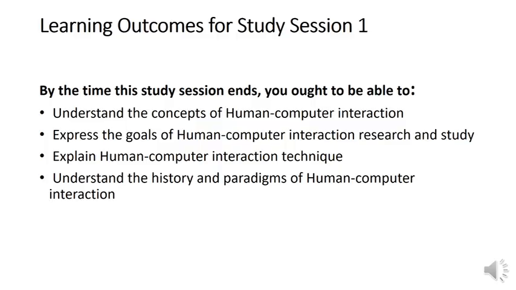So these are the course objectives. But in this section 1, Unit 1, by the end of this lecture, we expect students to be able to understand the concept of human-computer interaction, explain the goal of human-computer interaction research and study, explain human-computer interaction techniques, and understand the history and paradigm of human-computer interaction.